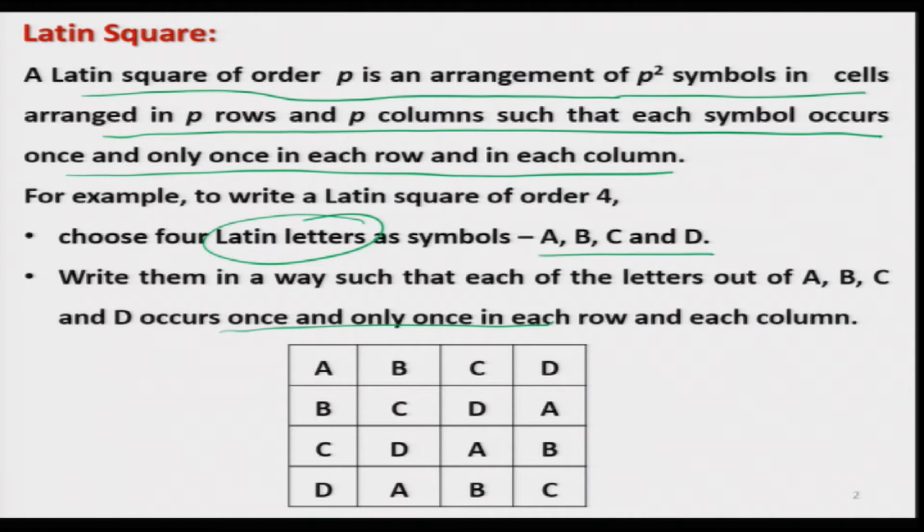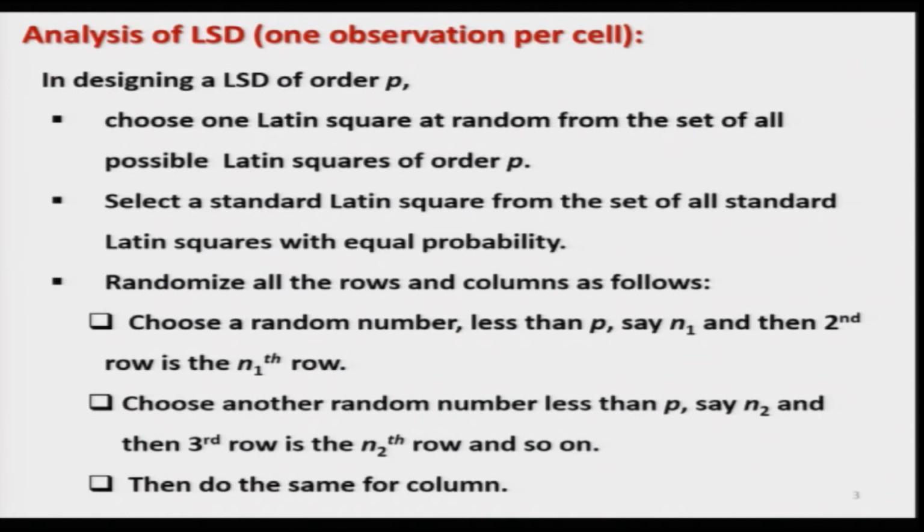and only once. Right. So, you can see here we have A, B, C, D, B, C, D, A, C, D, A, B and D, A, B, C. So, no symbol occurs more than once in any row and in any column. And based on that we had considered different types of properties of the Latin square. Now, we come to the analysis.